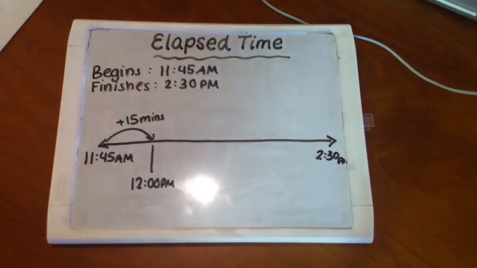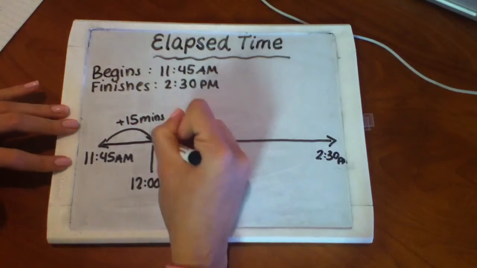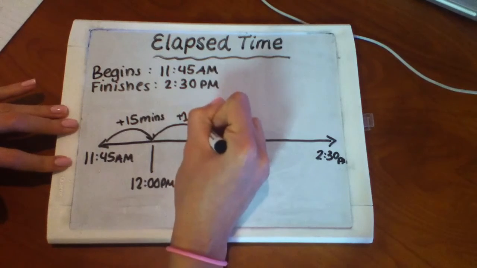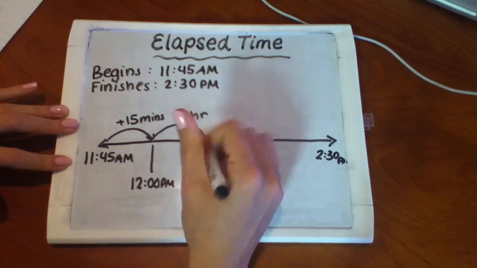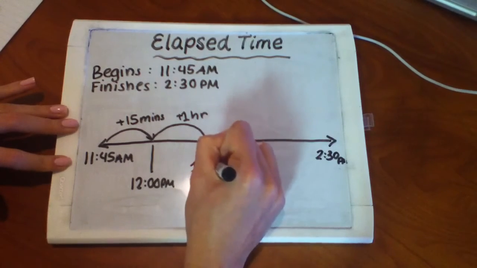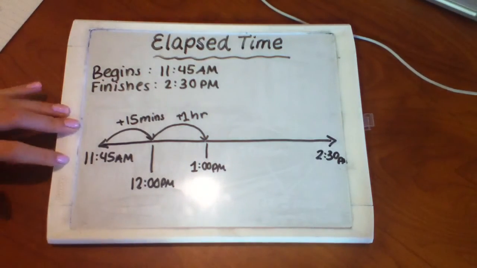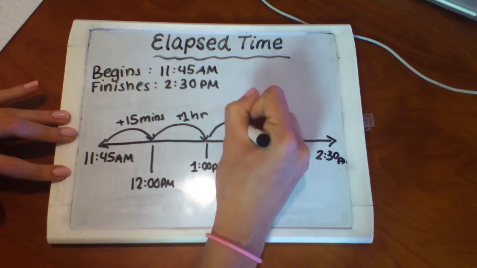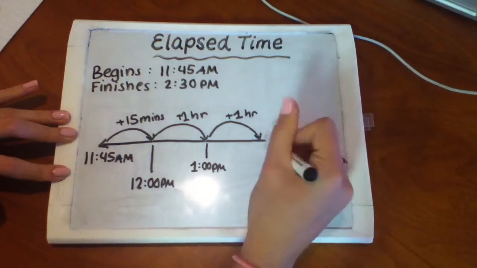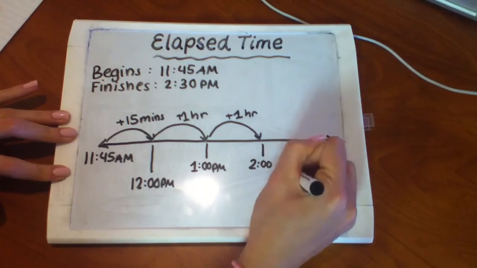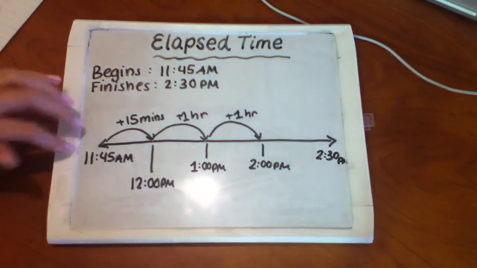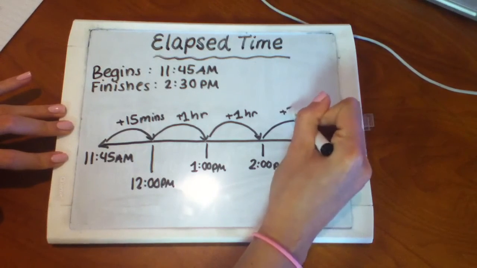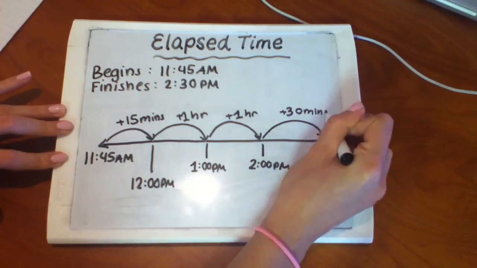And then, like we did before, we jumped an hour next. So we'll jump 1 hour. That'll bring us to 1 p.m. And again, we still have some more time, so we're going to jump another hour, which will bring us to 2 p.m. And then all we have left over from 2 p.m. to 2:30 is 30 minutes. So let me just label this as jumping 30 minutes.